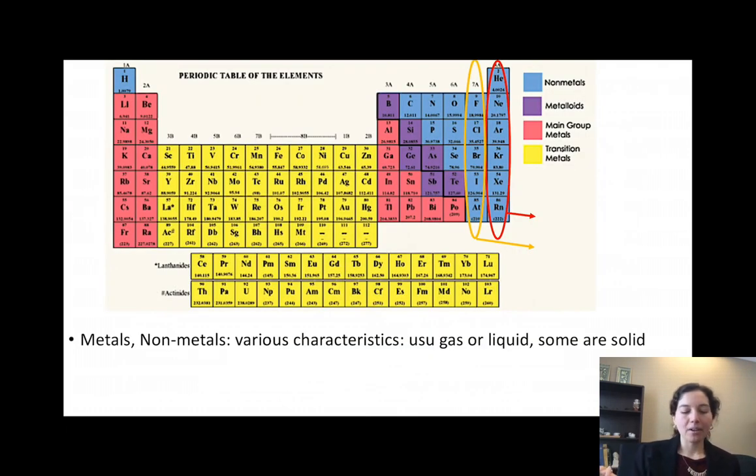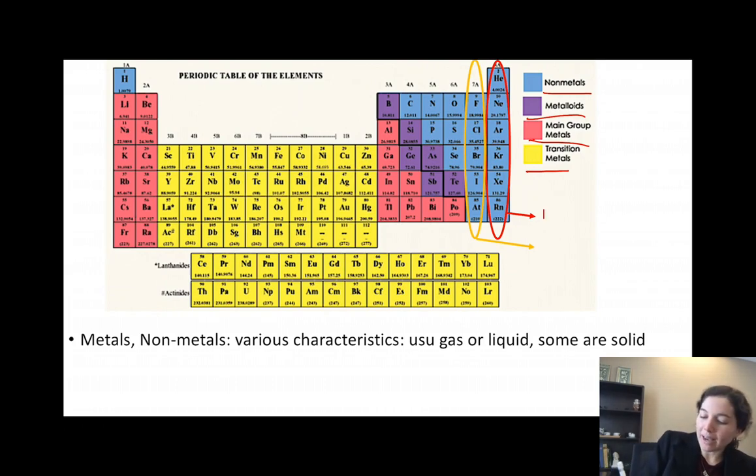Okay, so here are all of the different areas of the periodic table that I'm going to ask you to know. These are nonmetals. I'm going to ask you to be able to identify nonmetals. Those are the ones in blue. Metalloids. Those are the ones in purple. Your main group metals. Those are the ones in pink, which are essentially metals that are not transition metals, which are your yellow ones, okay? I'll ask you to distinguish those.